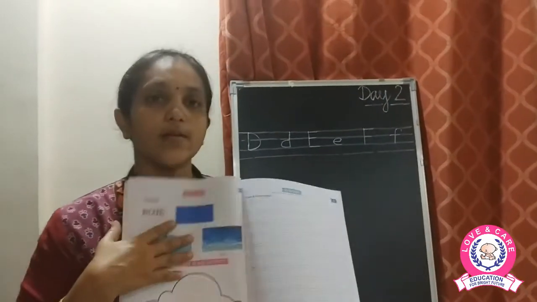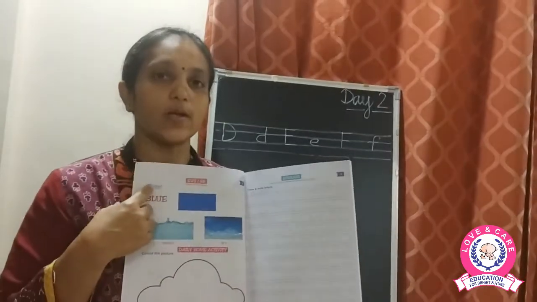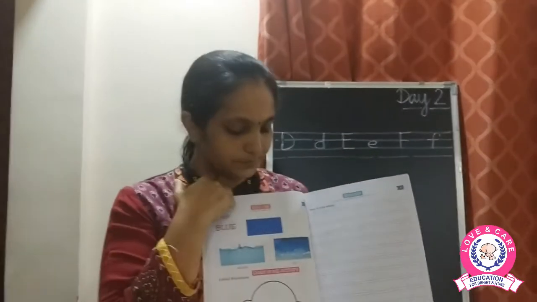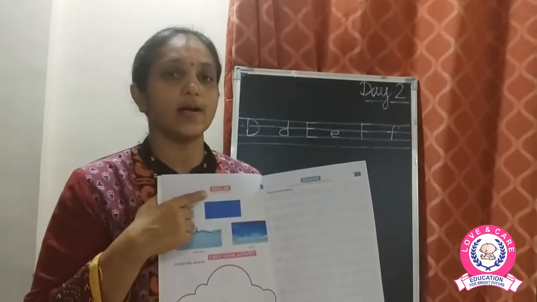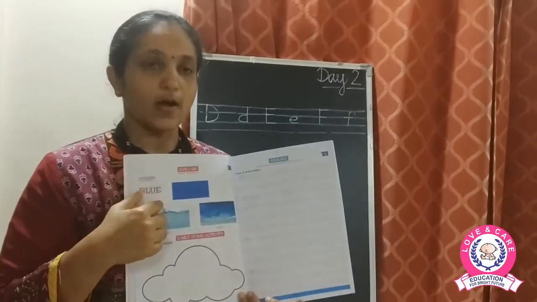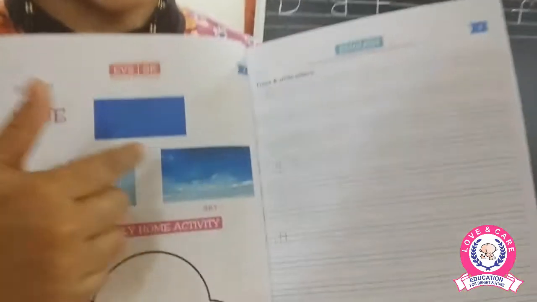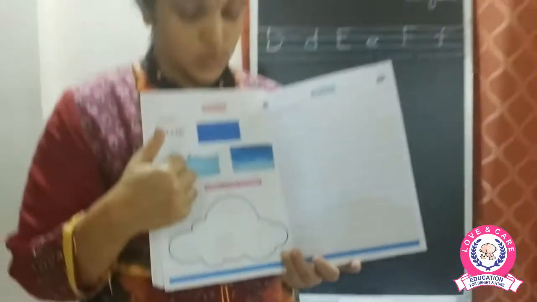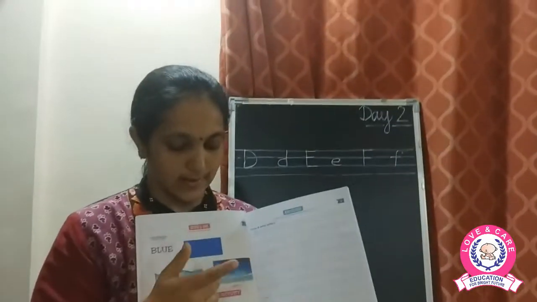We are here in EBS, we are going to learn one new color, that is blue. We are going to learn the color blue. So this is a blue color. Now here are the two pictures of blue, that is water and sky. So this is water and this is sky.